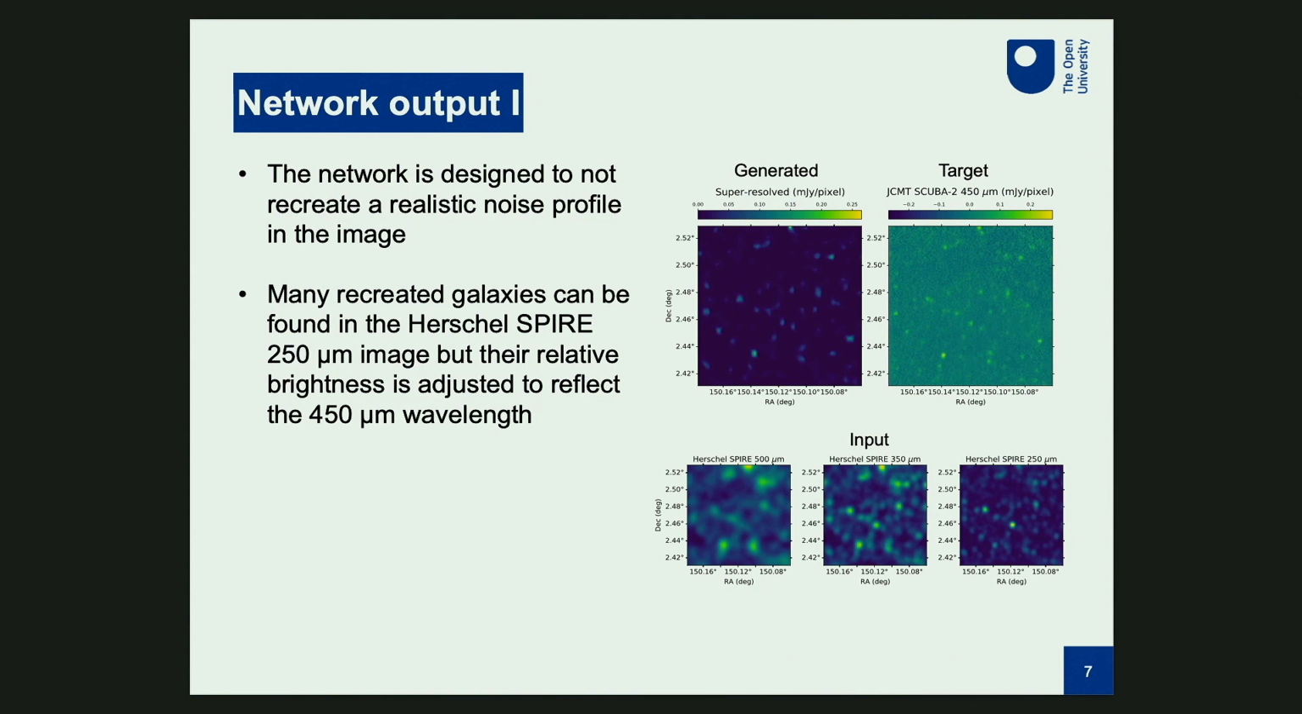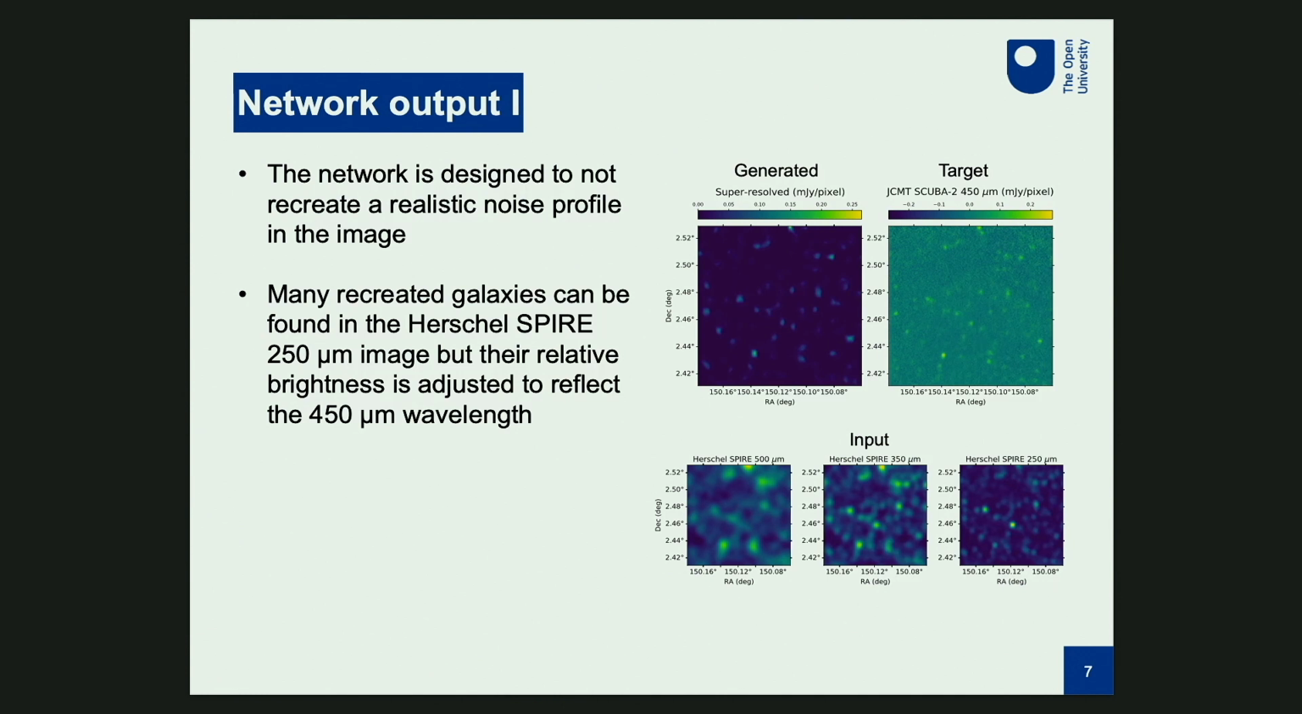Of course, that's well and good, but the important thing is whether or not it works. What we see here is the output from our network. On the top of the image, we have our generated data and our target data, and at the bottom, we have the 3 Herschel SPIRE bands that we use as input. You will probably have immediately noticed that the noise characteristics of our generated data are massively different from our target data, and that's by design.